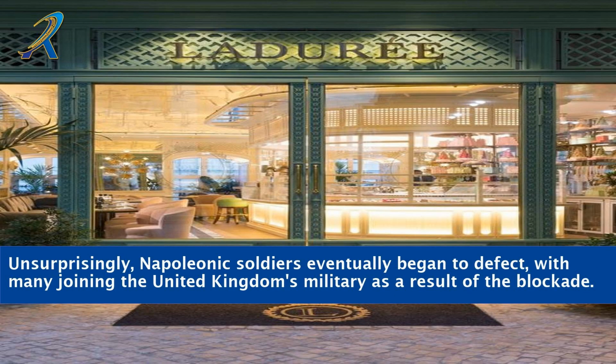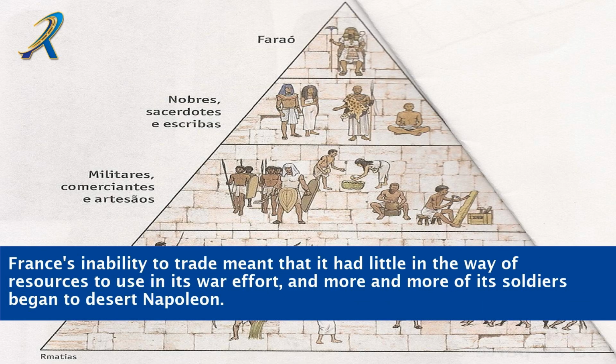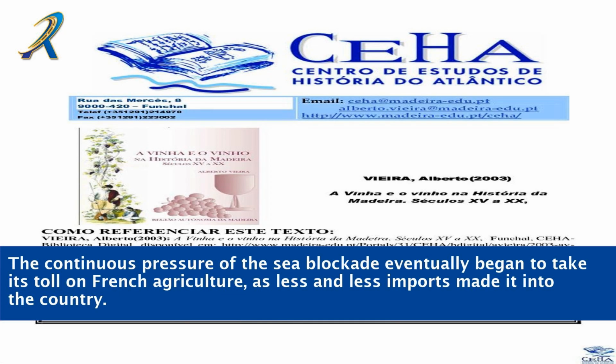Unsurprisingly, Napoleonic soldiers eventually began to defect, with many joining the United Kingdom's military as a result of the blockade. France's inability to trade meant that it had little in the way of resources to use in its war effort, and more of its soldiers began to desert Napoleon. The continuous pressure of the sea blockade eventually began to take its toll on French agriculture, as less and less imports made it into the country.